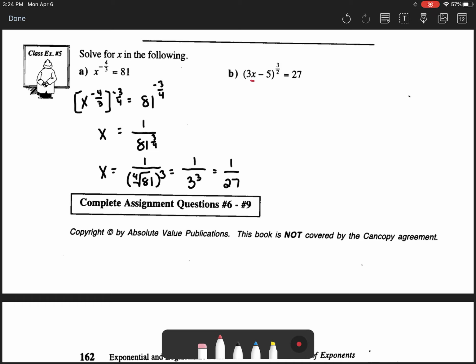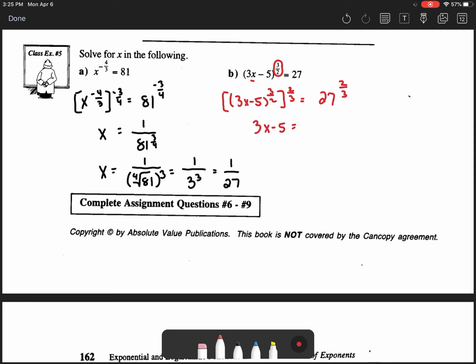Okay. B, I need to get to this variable x right here. So what I have to do is eliminate this exponent of 3 over 2. Now, in order to do that, here's what I have. I have 3x minus 5 to the exponent of 3 over 2. So I'm going to raise the left-hand side of the equation to an exponent of the reciprocal of 3 over 2, which is 2 over 3. So if I raise the left-hand side of the equation to 2 over 3, I must raise the right-hand side of the equation to 2 over 3.